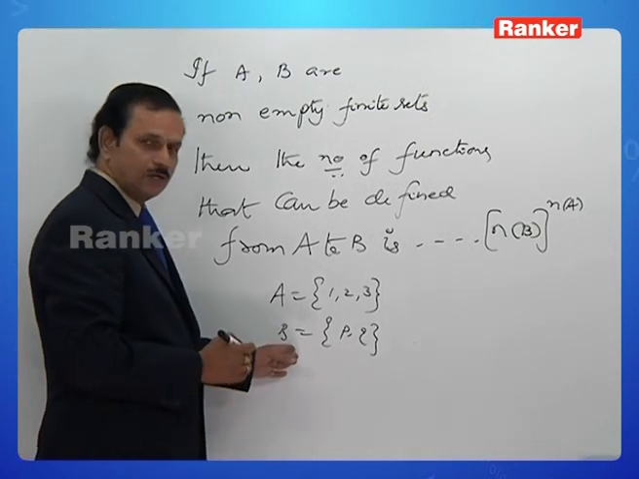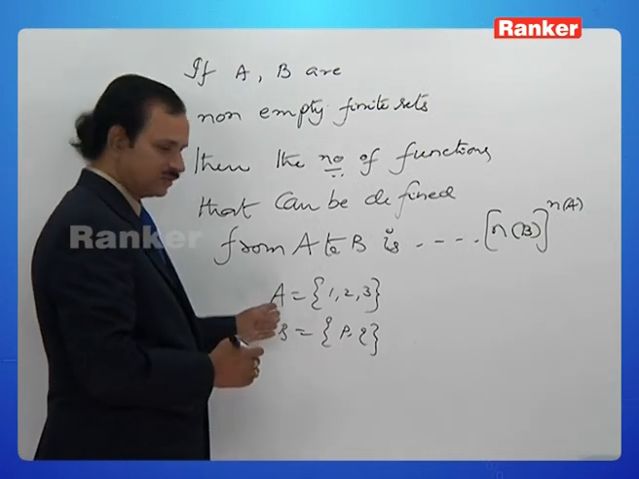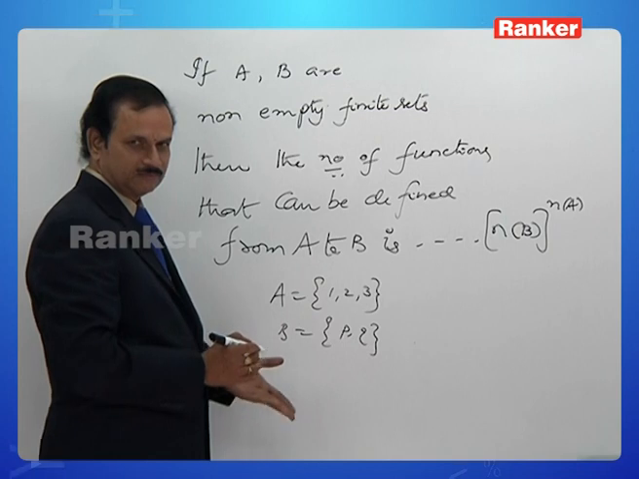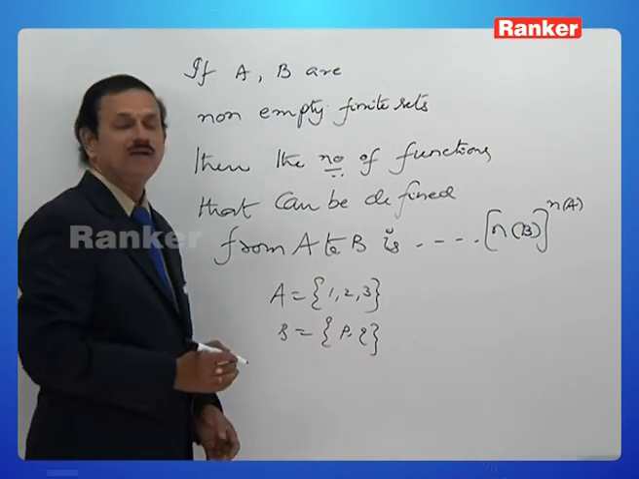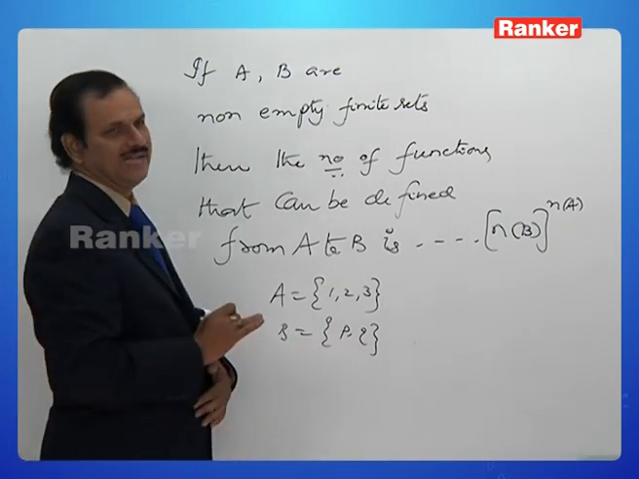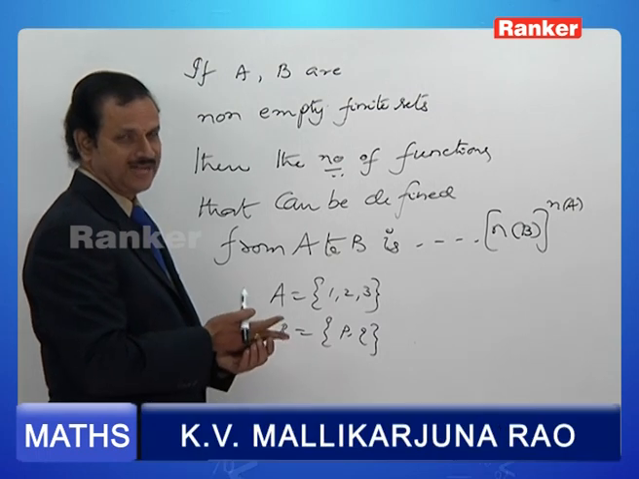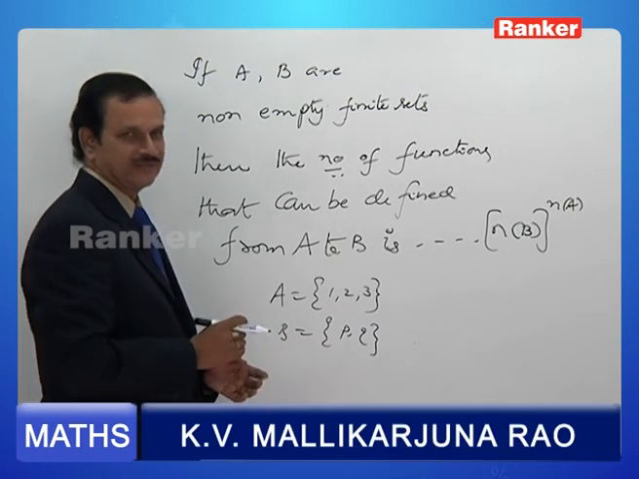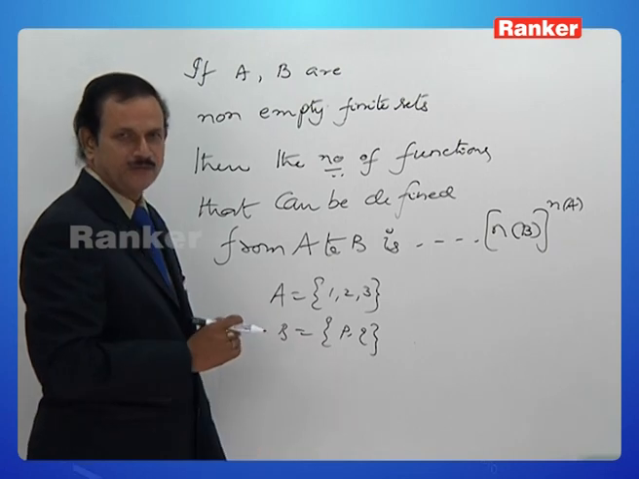n of b is 2, n of a is 3. So the correct answer is 2 power 3. That is how many functions you can have. At most 8 functions you can have. This is a beautiful point to be noted.